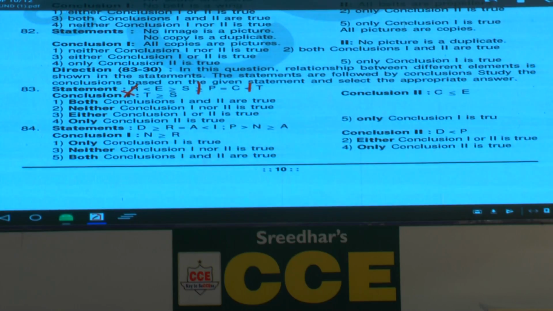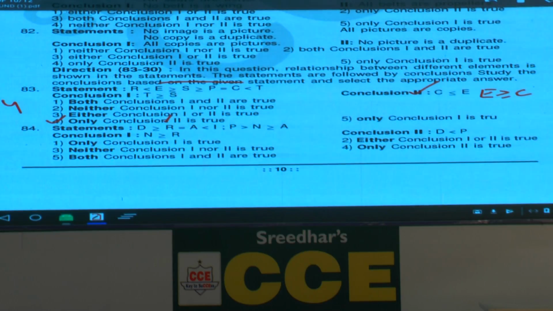And the next one, c and e. Now between c and e, e is here, c is here. Tell me which symbol is common? Greater than or equals to. That is e greater than or equals to c is true. If e greater than or equals to c is true, c lesser than or equals to e will also be true. Then what is your answer? Only conclusion 2, choice 4. 83, choice 4. Then question number 84, the relation between n and r.